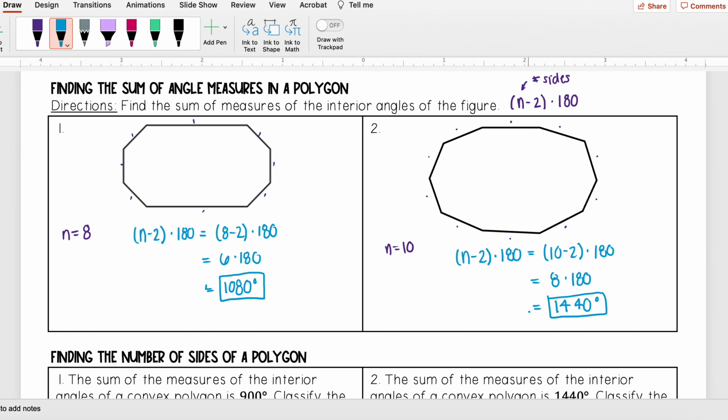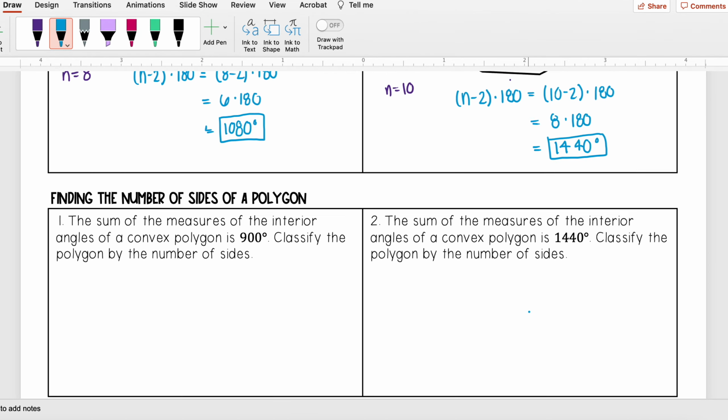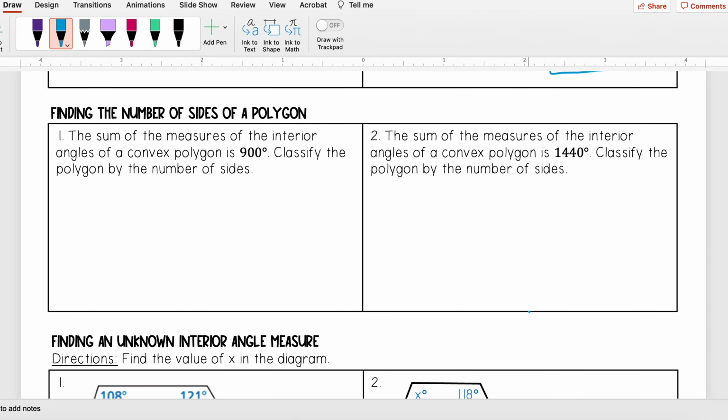So let's find the sum of the angle measures in the polygon. You may also be asked to find the number of sides of a polygon. So for number 1, it says that the sum of the measures of the interior angles of a convex polygon is 900 degrees. Classify the polygon by the number of sides. So we want to actually name what this shape is based on the number of sides that we find.